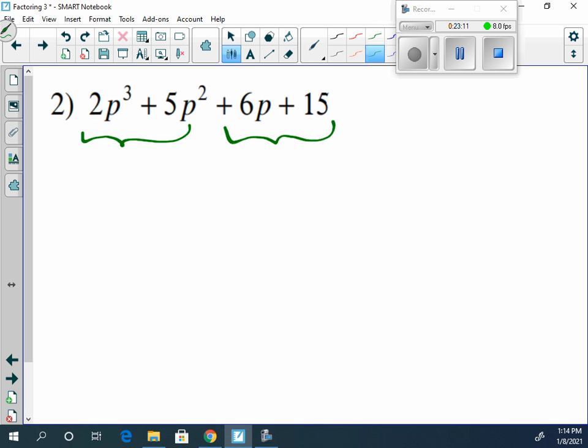And what we're doing here, we're looking at the first 2 terms, and we're seeing, is there a greatest common factor that I can pull out of both terms? Yes. So we won't touch these 2. We're just going to look at the first 2. So we're going to pull out p squared. Well, p squared out of 2p cubed leaves me with 2p. Now p squared out of 5p squared leaves me with plus 5. So we're just going to pull out that p squared. And then we're going to do it again, find the greatest common factor with 6p and 15. Plus 3 because it's going to be positive.